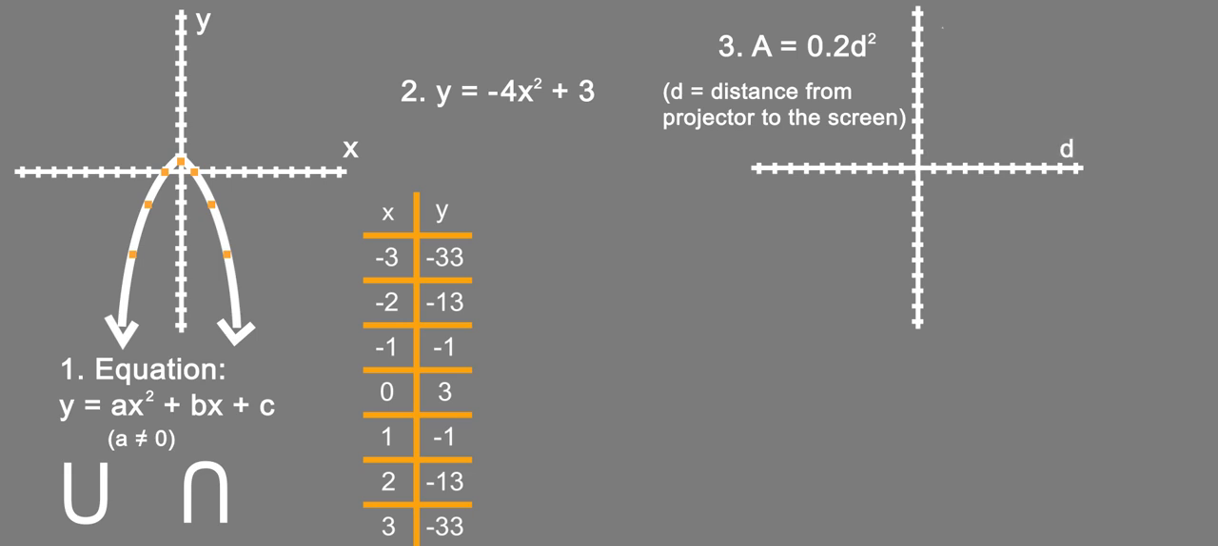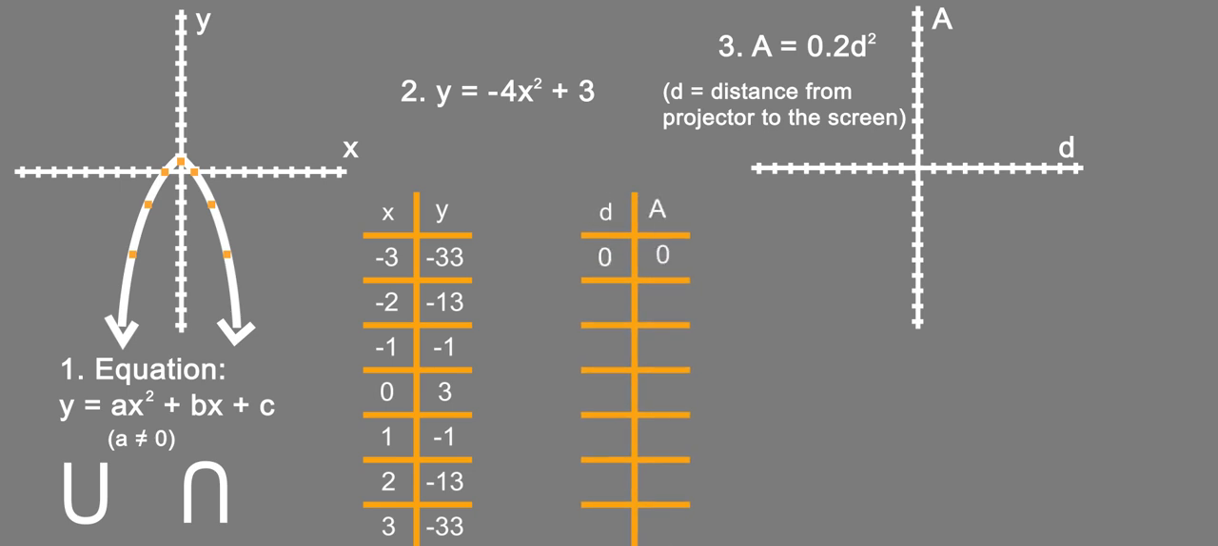So we have D, we have area. We're only going to be using the first quadrant simply because we know that the area is going to be positive, the distance is going to be positive. So we'll put down our chart here, D, A. Let's go ahead and make D at 0. We're going to be 0.